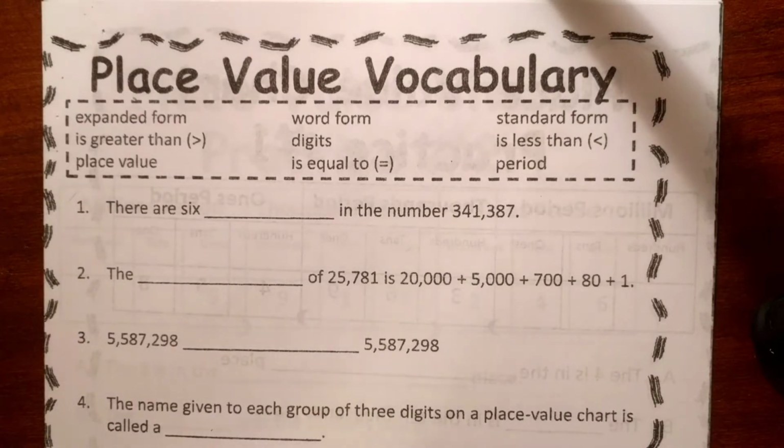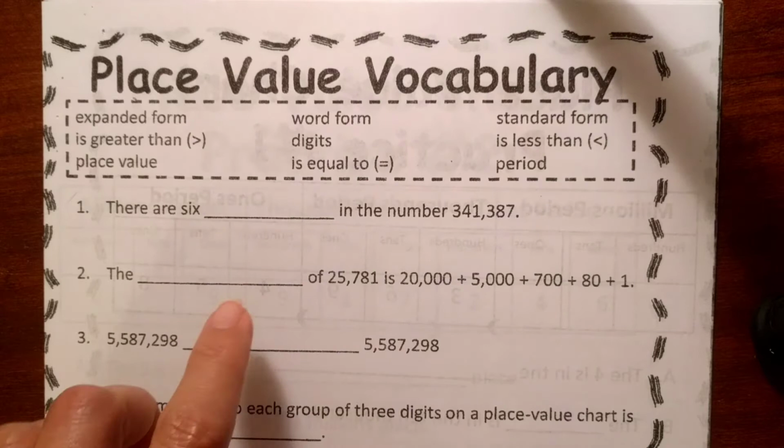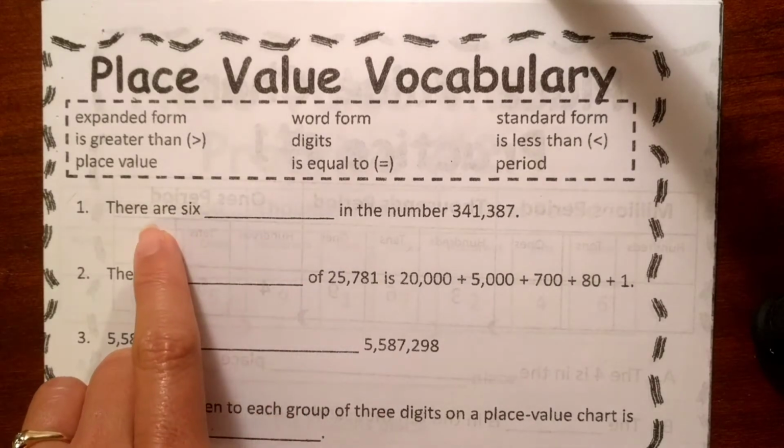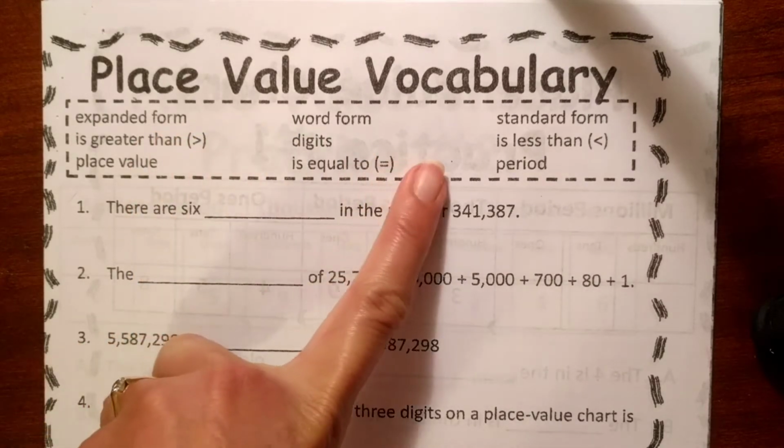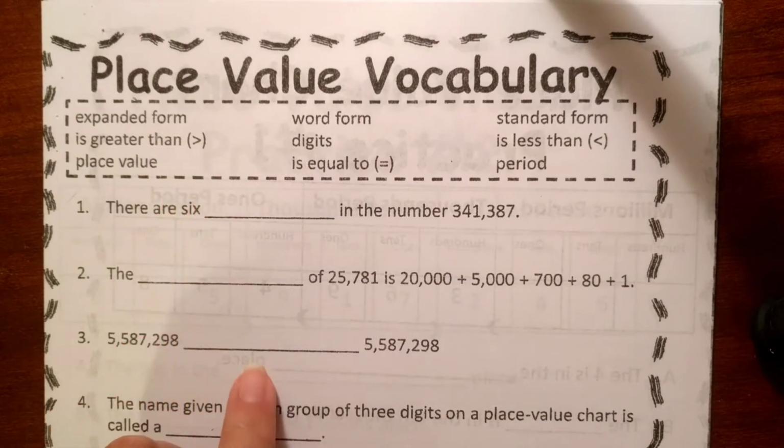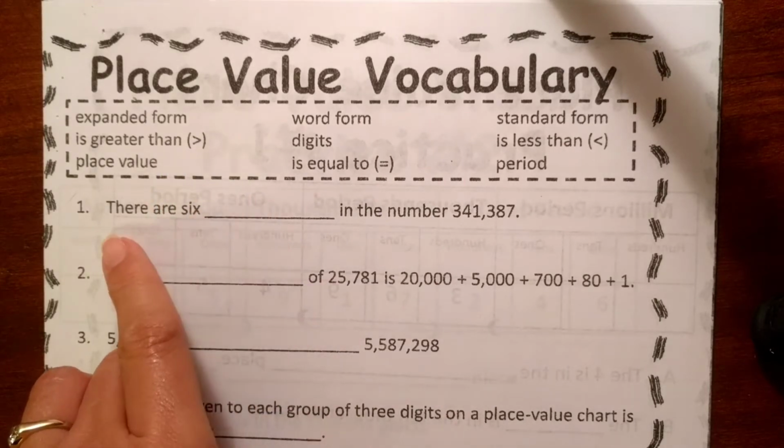To begin our year of math, we need to review place value and order of operations before we're ready to jump into chapter 1. So to begin with, we're going to start with our vocabulary, which is always really important. So here is our word bank up here to choose to fill in our blanks down here.